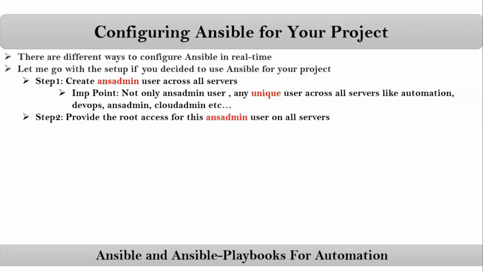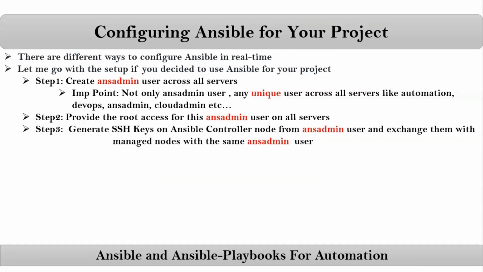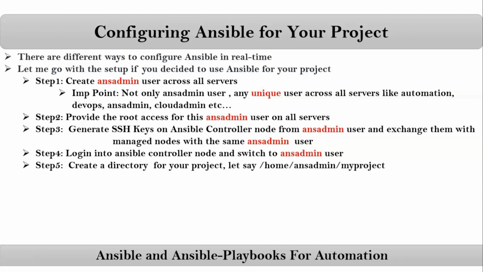Step 2 is provide the root access for this ansadmin user on all servers. Step 3 is generate SSH keys on the Ansible controller node from the ansadmin user and exchange them with the managed nodes with the same ansadmin user. Step 4, log in to the Ansible controller node and switch to the ansadmin user. Step 5, create a directory for your project. Let's say under home ansadmin, we will create a directory called myproject.